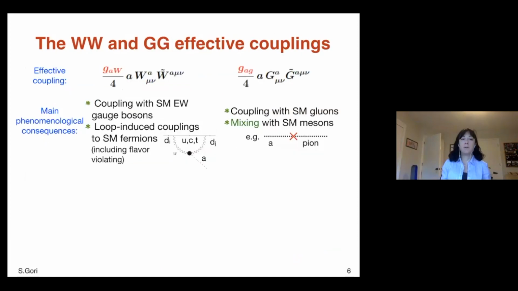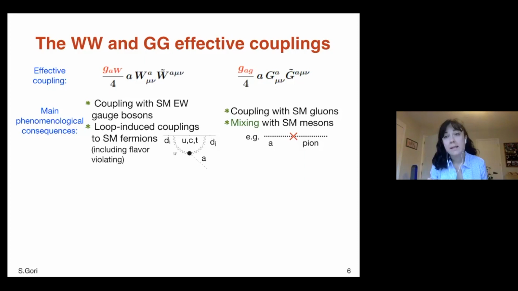So what are the main phenomenological consequences of these two operators? So the first operator, as I already mentioned, will induce the coupling of the ALP with standard model electroweak gauge bosons, and in particular with photons, but not only with photons. Also, as a second consequence, we'll have loop-induced couplings with standard model fermions, as we can see from these penguin-like diagrams. And this includes also flavor-violating couplings. That's why here I put i and j to indicate that in principle we have flavor-violating coupling of the ALP because of this coupling with W W tilde.